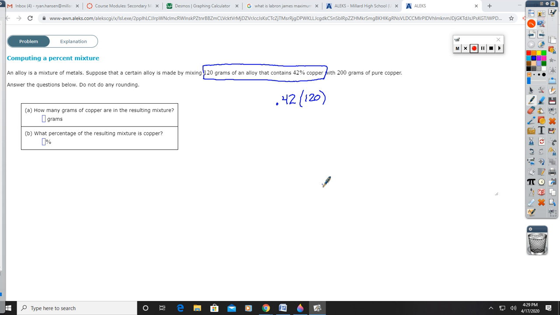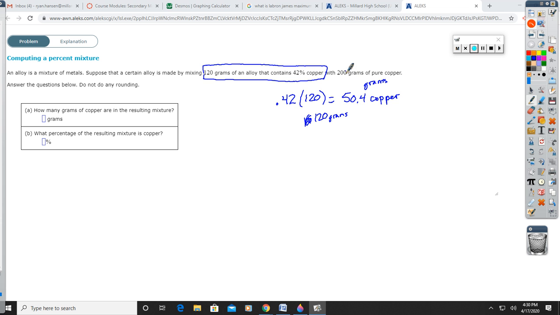My calculator is not open on my screen, so I'll just use the one on the side of my desk. So 0.42 times 120 is 50.4. That means out of this 120 grams, which was a bunch of different things mixed together, 50.4 of them are copper. So 50.4 grams are copper.